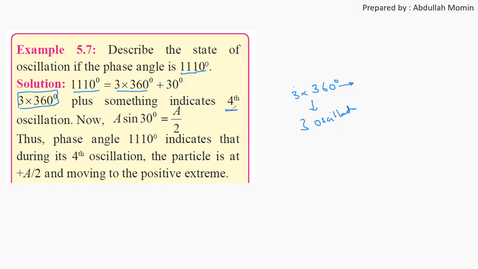and the particle is in the fourth oscillation, and during the fourth oscillation we can write sine 30, and sine 30 is 1 by 2, so A by 2. So the phase angle indicates that during its fourth oscillation the particle is at plus A by 2 and moving to the positive extreme position. So 3 oscillations are complete and it is moving towards the positive extreme position, that is your positive extreme position, that is your negative, and the particle is here.